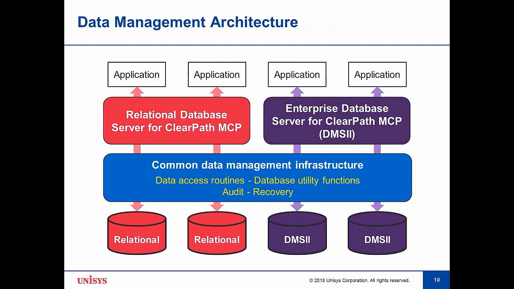This slide shows the architecture of our data management software. You have the relational database server on the left and DMS II on the right. And they share a common data management infrastructure that includes the data access routines, the utility functions associated with the databases, and also the audit and recovery functions. And one nice aspect of this architecture is that the common data management infrastructure enables the relational database server to provide an SQL interface to DMS II, which operates in parallel with the existing host language interface that's native to DMS II.